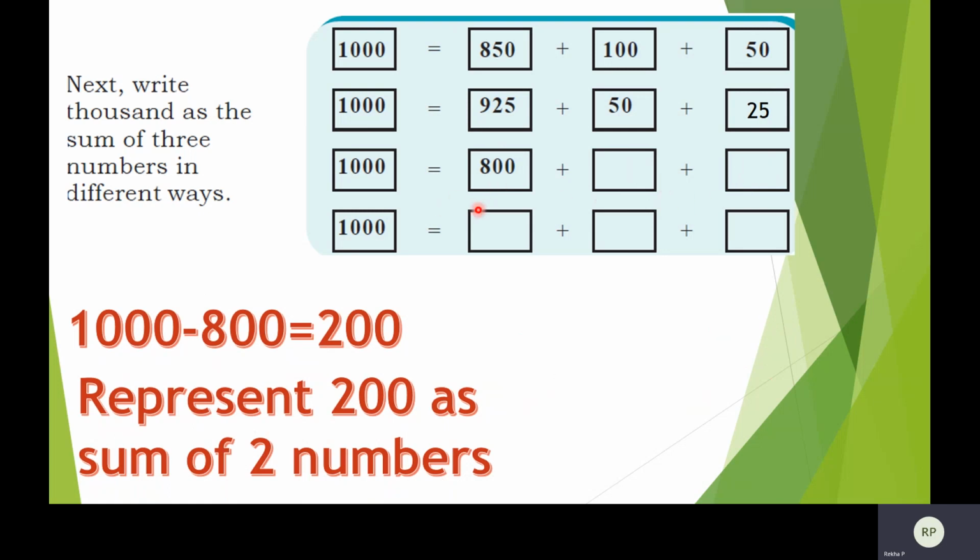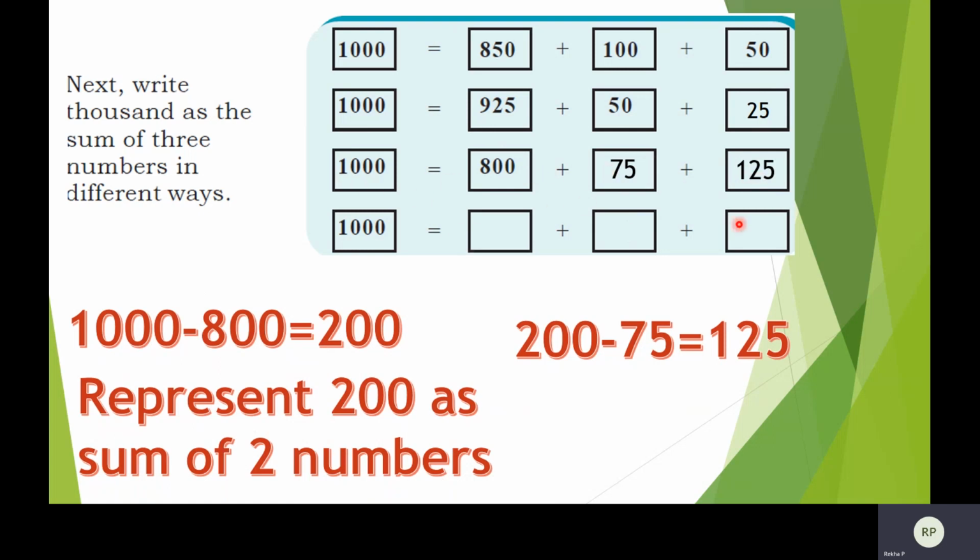800 is already there. So 50 was one solution. If you want to make 200 as the sum of two numbers, any value you can fill in here. So I am filling 75 here. If you have filled 75 there, what is your third column? You have to subtract 75 from 200. 200 minus 75, you will get 125. So this is also another right answer. 800 plus 75 plus 125 will make 1000.